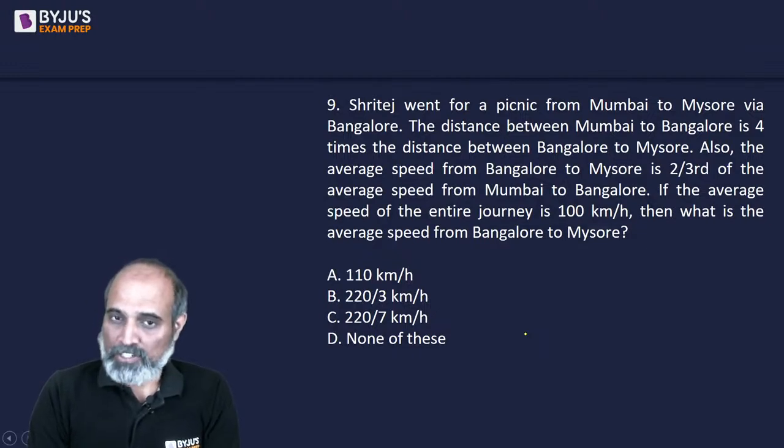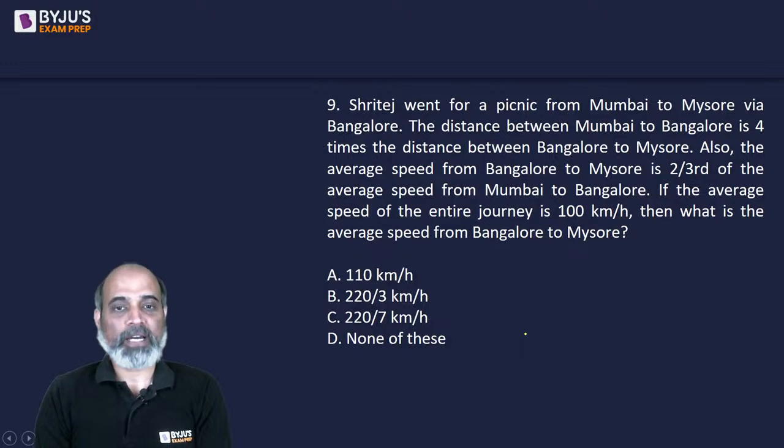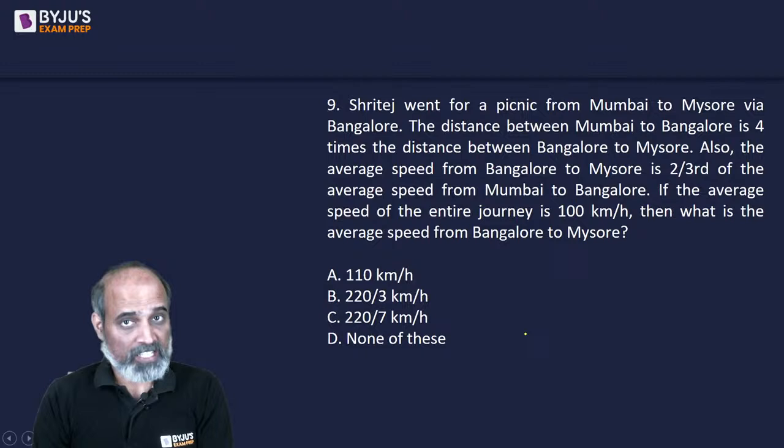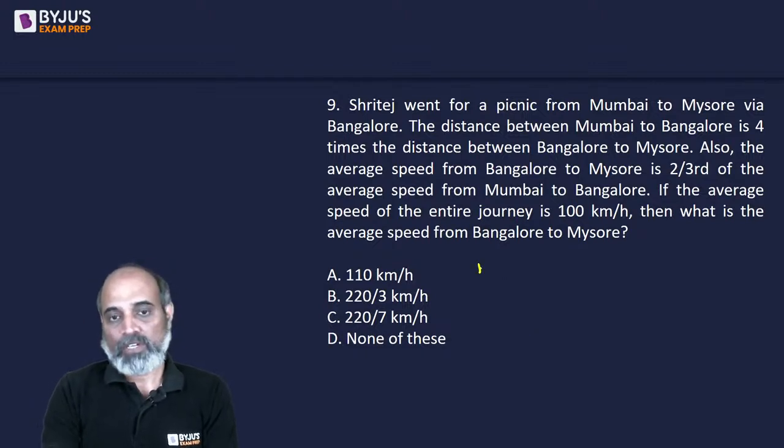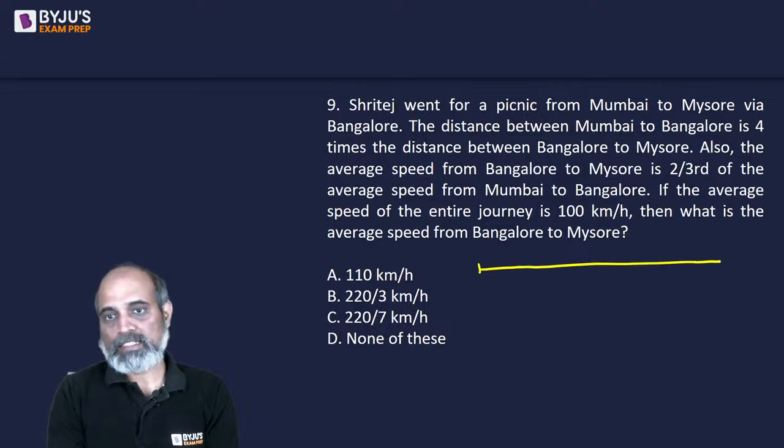Next, Shritesh went for a picnic from Mumbai to Mysore via Bangalore. The distance between Mumbai to Bangalore is 4 times the distance between Bangalore to Mysore. Also, the average speed from Bangalore to Mysore is 2/3 of the average speed from Mumbai to Bangalore. If the average speed of the entire journey is 100 km/h, then what is the average speed from Bangalore to Mysore?